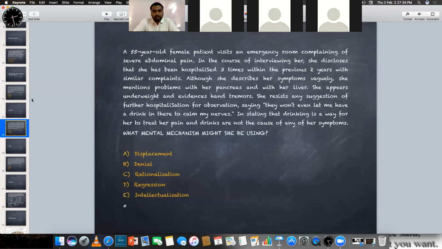Now this question. A patient visits an emergency department. In the course of interviewing her, she disclosed that she has had symptoms over the previous 2 years with similar episodes, and she describes such pain with her pancreas. She appears to have no evidence of other causes, and she resists any suggestion of other explanations.